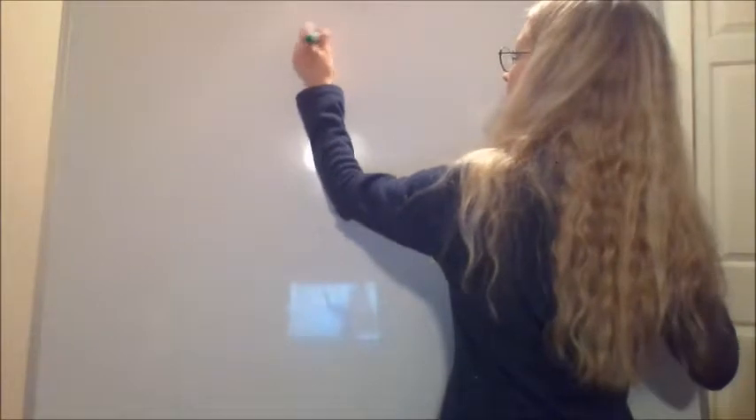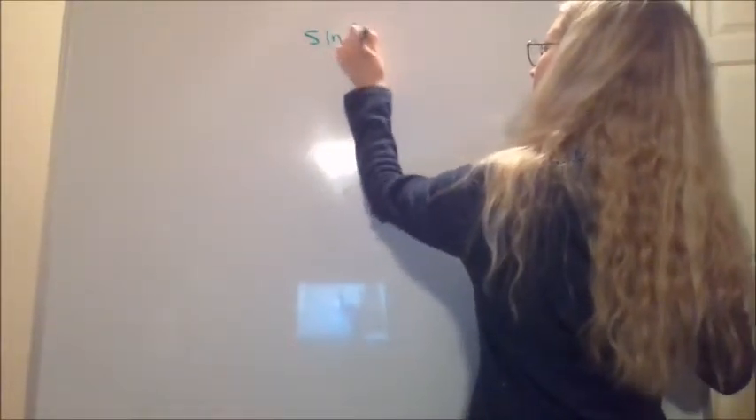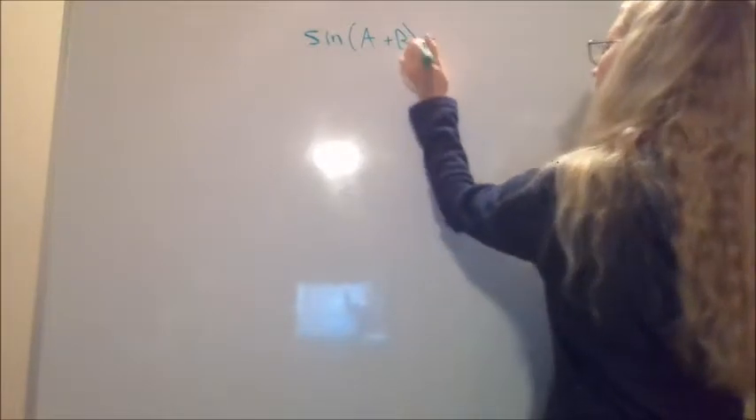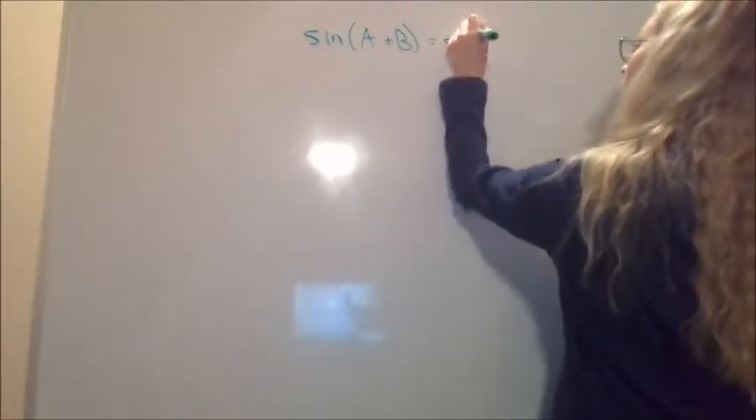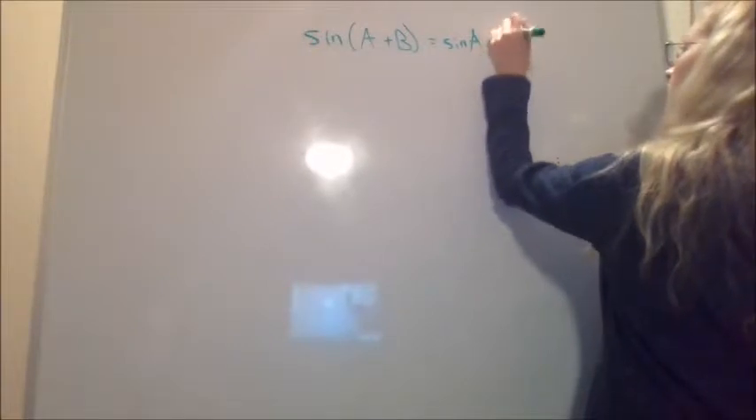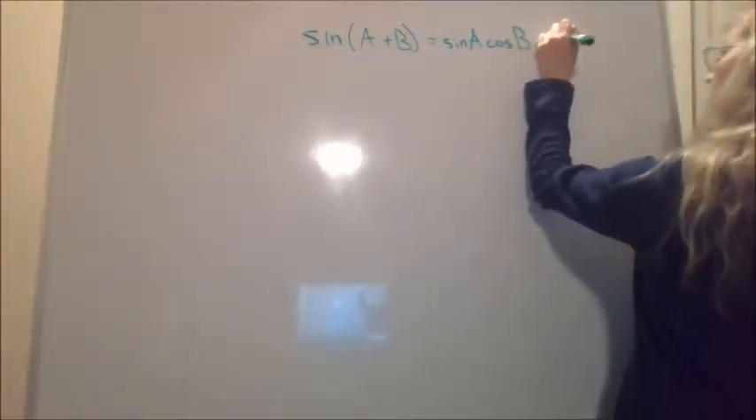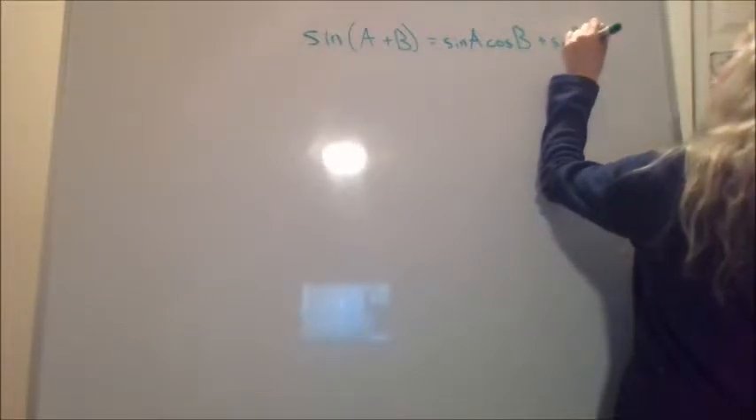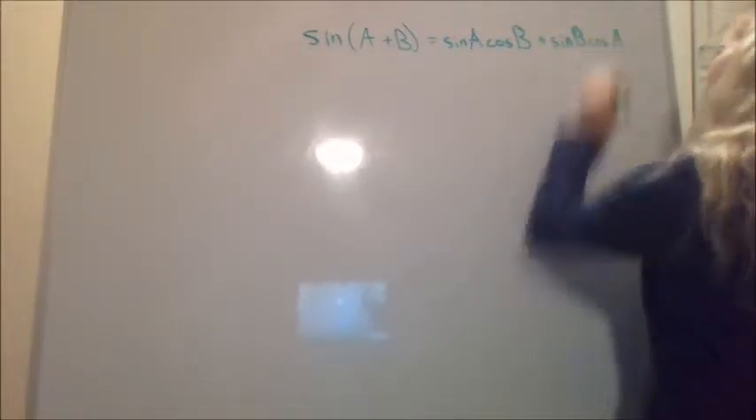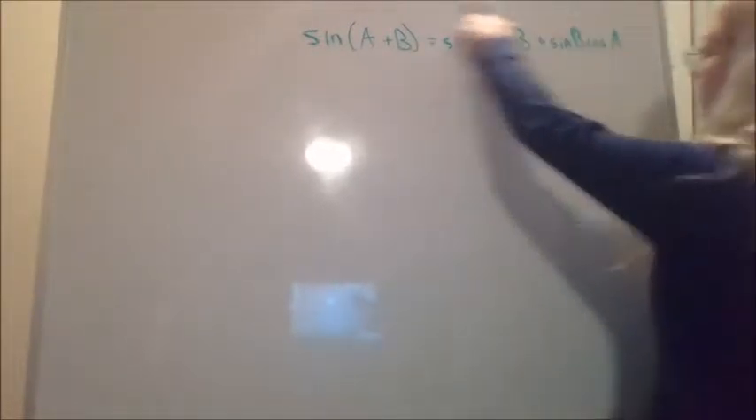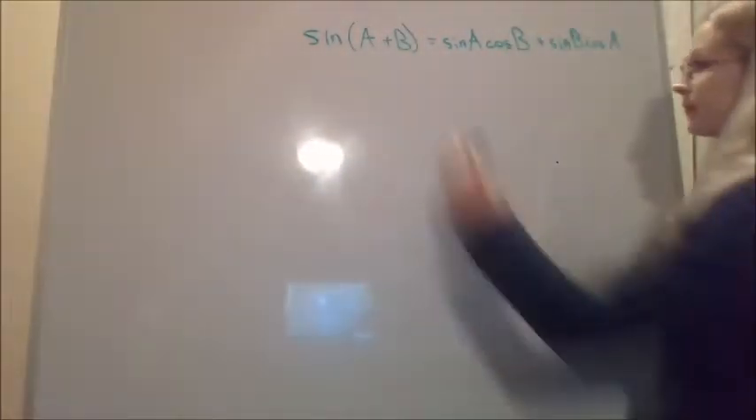Today we're going to talk about sum and difference angle identities. So we have our three functions, sine, cosine, and tangent, and there are different rules for working with each of them. If we start off with addition, we have the sine of A plus B is equal to the sine of A times the cosine of B plus the sine of B times the cosine of A. And so this is our addition one.